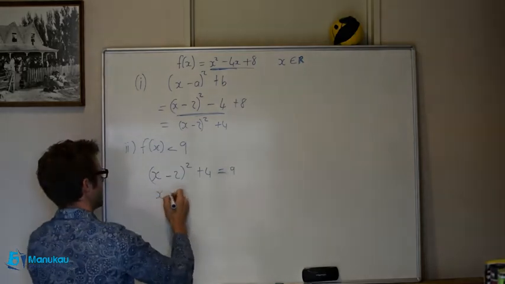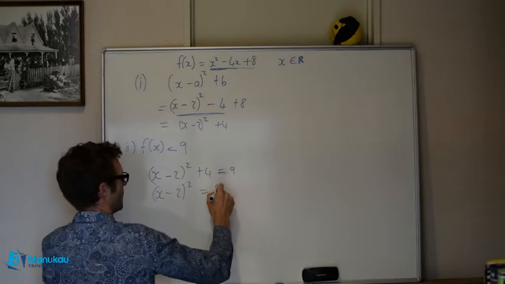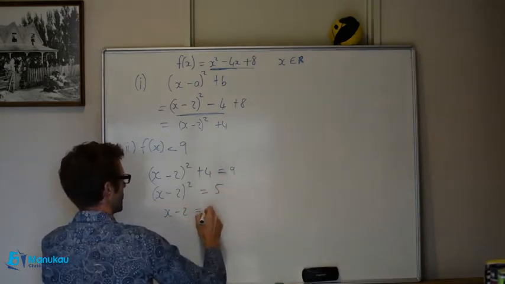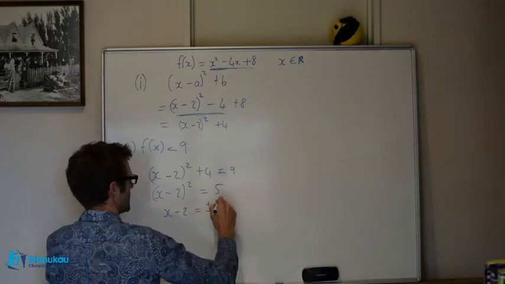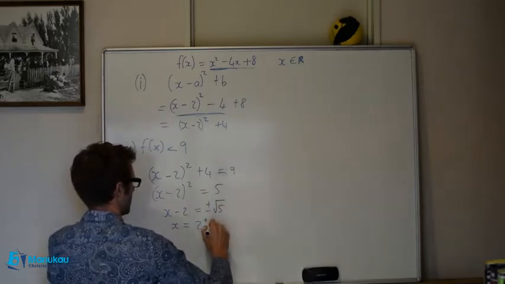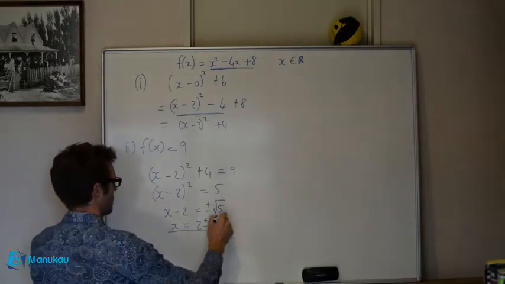Okay, my next step, I'm going to pull across to the other side this 4, so it will become 5 on the right hand side. Now I will take the square root of both sides. Now I will get x by itself. Okay, so we've got these two values here.